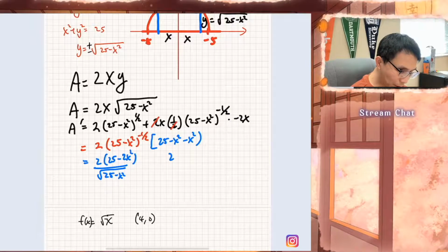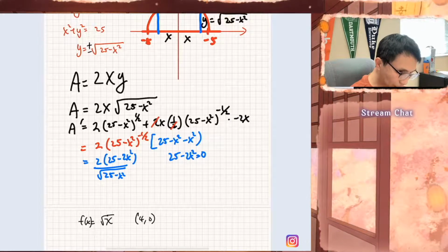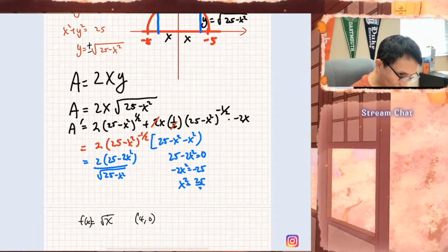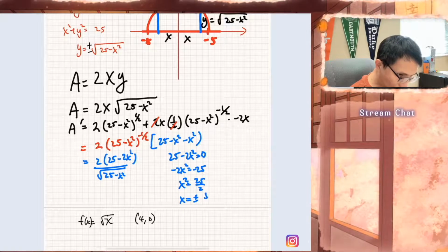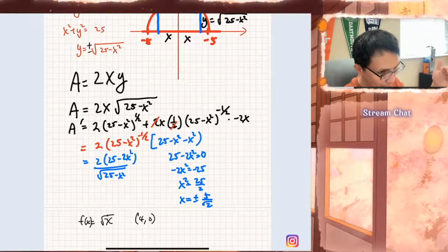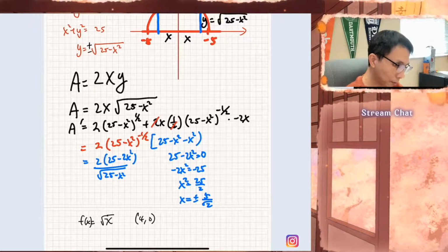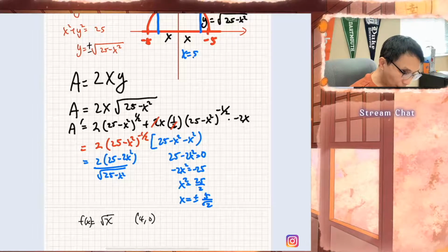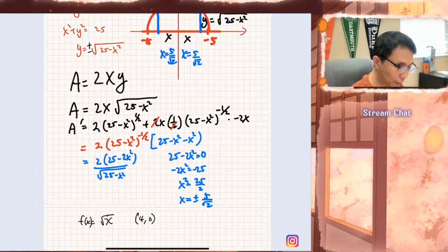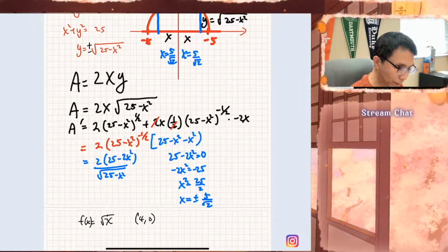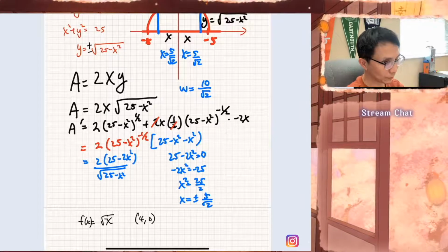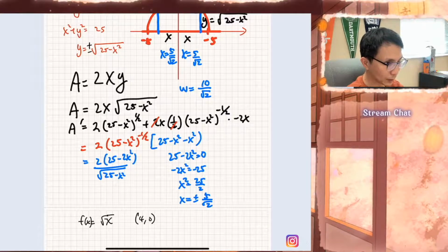I just set the top equal to 0. So it'd be negative 2x squared equal to negative 25. x squared equal to 25 over 2. x equal to plus or minus 5 over the square root of 2. The square root of 25 is 5, and the square root of 2 is the square root of 2. So we see x equal to 5 over the square root of 2. So therefore the width of this rectangle is going to be what? 2 times that, which is 10 over the square root of 2, is the width of the rectangle. Because 2 times that. Hold on, let me show you.